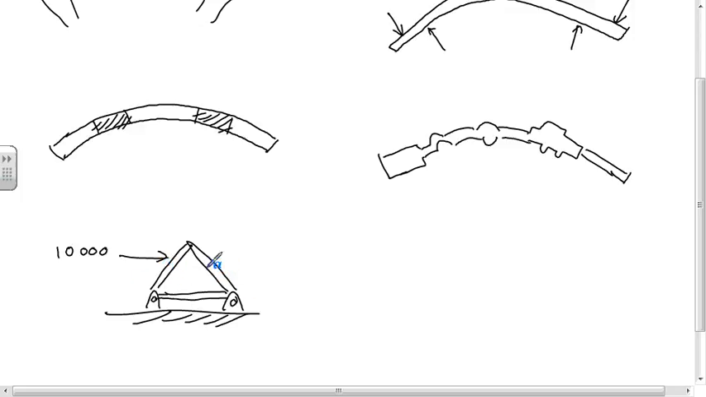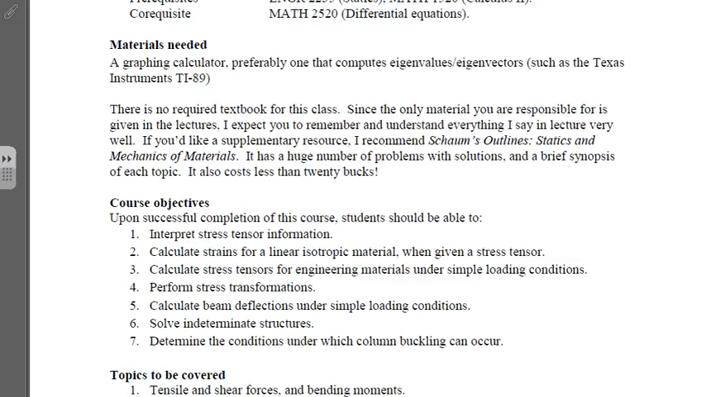And that's going to be different depending on whether these are steel or iron, or one's iron and one's wood and one's steel or whatever. And so we're going to be able to do those calculations this semester. And those are called statically indeterminate structures.